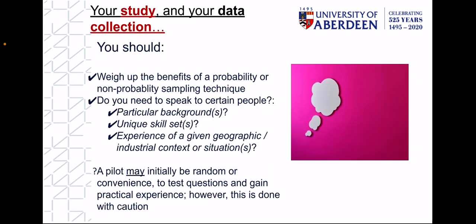So, in summary, for your study and for your data collection, my advice is to ask yourself what the benefits of probability and non-probability sampling techniques are, and which fits within the frame of your research. Probability is usually associated with quantitative research, non-probability usually associated with qualitative research. You want to ask yourself, do you need to speak to people? What are their backgrounds, their skills, their experience?